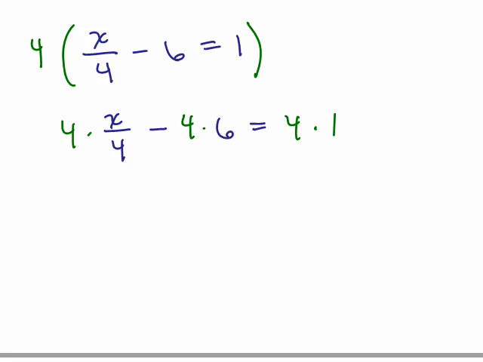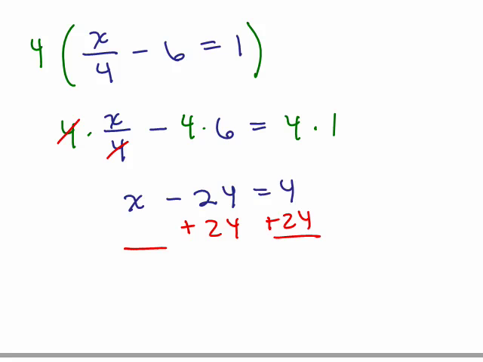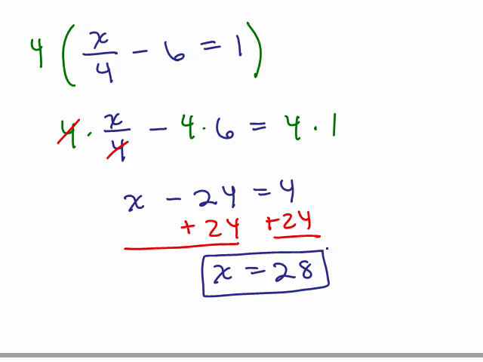And when you do this, the fractions will cancel out if you multiply by the least common denominator, so that I get x minus 24 equals 4. So you've eliminated fractions on step 1, and you'll still get the same answer, x equals 28. So that's an alternative method.